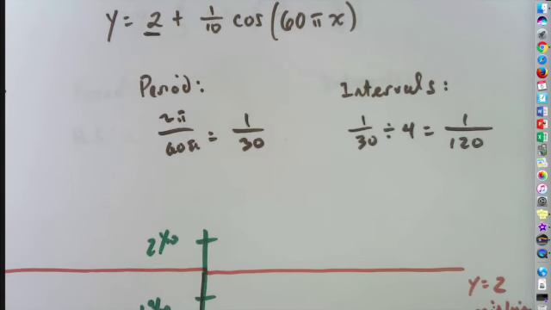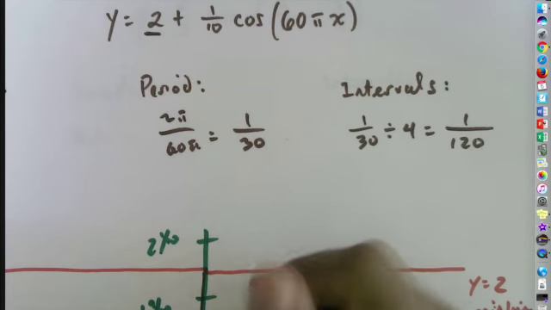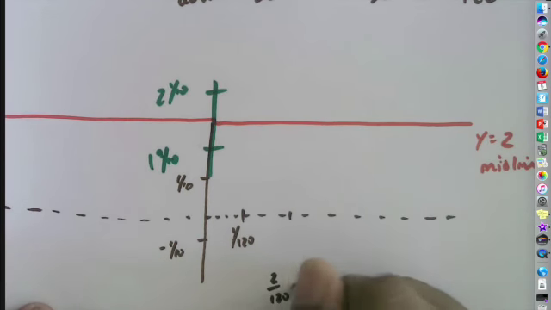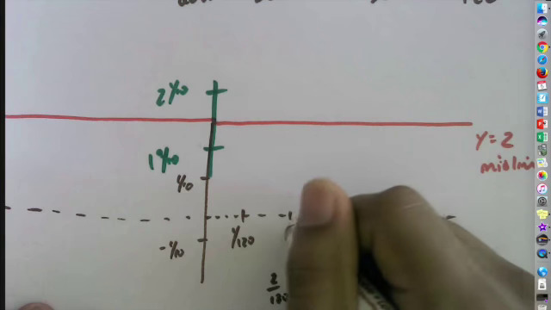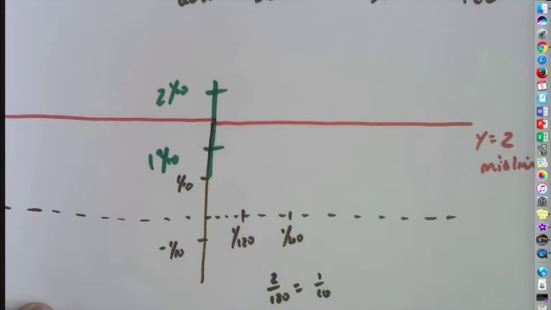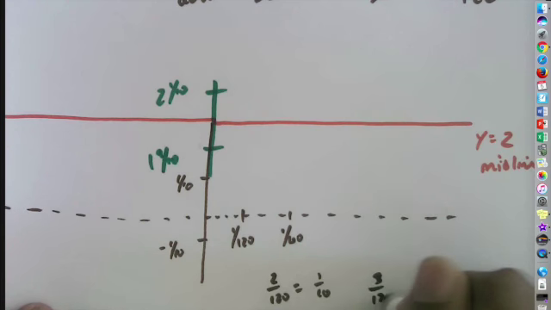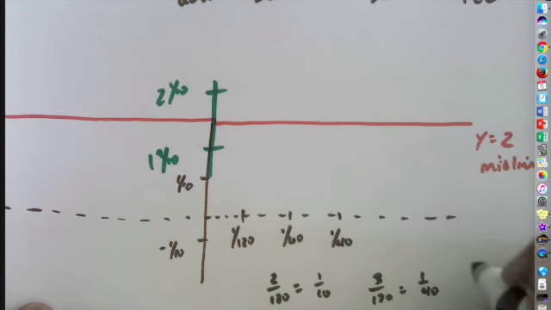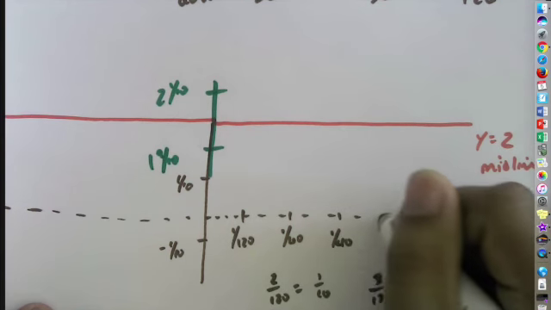Okay, next. The intervals are going to be 1/120th. So the first part will be 1/120th. The second part will be 2/120ths, which is really, I'll just show the work down here, which really reduces to 1 over 60. So the second one will be 1 over 60. The third one will be 3 over 120, which is really 1 over 40. So I'll put a 1 over 40 here. And the fourth one will be 4 over 120, but that reduces to 1 over 30. So I'll put the 1 over 30 here.